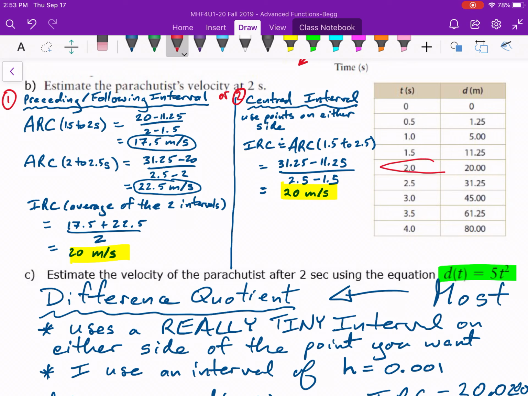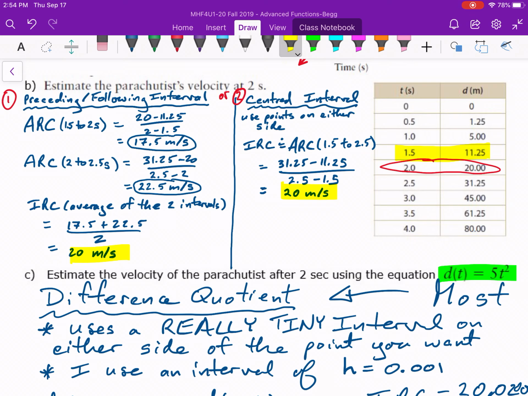So right here. Remember, this 20 is not the instantaneous rate of change. It's actually just the distance. It's too bad that the distance traveled was 20, which was also our instantaneous rate of change, because that adds a little bit of confusion, but I can't change that. Anyway, this is the distance traveled. So at 2 seconds, the parachutist has traveled 20 meters from the airplane. At 1.5 seconds, the parachutist has traveled 11.25 meters from the airplane.